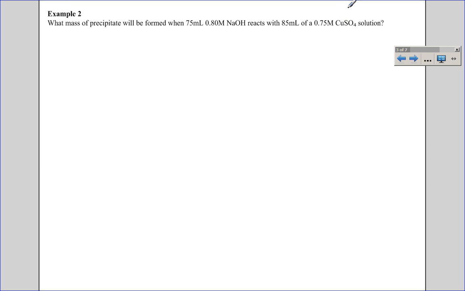In the second example, we're being asked for the mass of the precipitate that will be formed when 75 milliliters of 0.8 molar sodium hydroxide reacts with 85 milliliters of 0.75 molar copper sulfate solution. Now we're not given a reaction here, so what we need to do is write out the reaction first. So I've got sodium hydroxide, and I'm reacting it with copper sulfate. As you can see by observation, this is going to be a double displacement reaction.